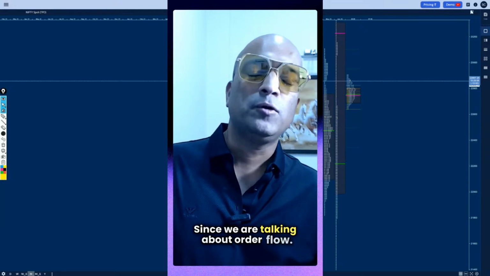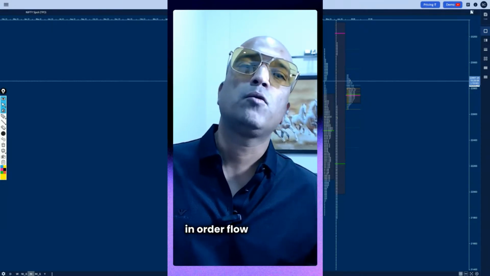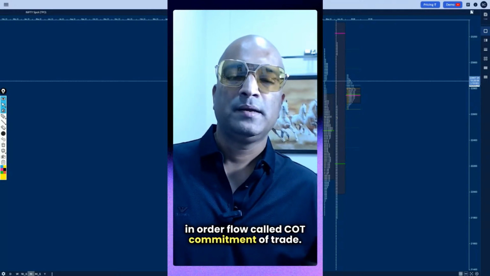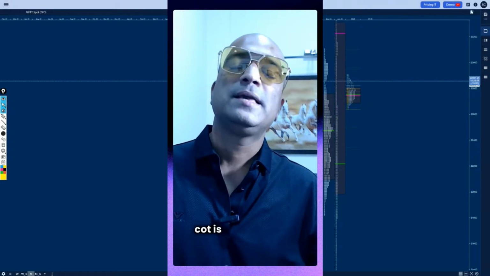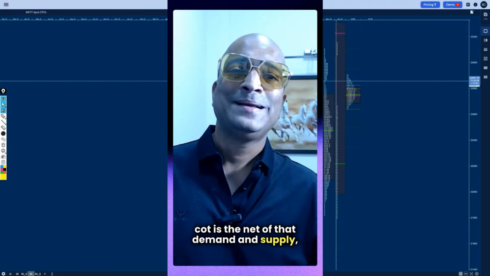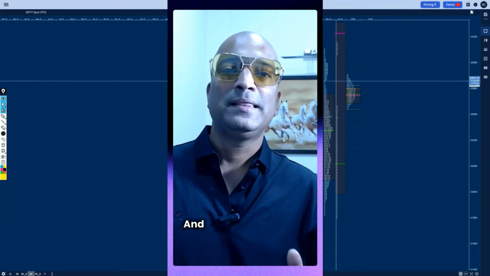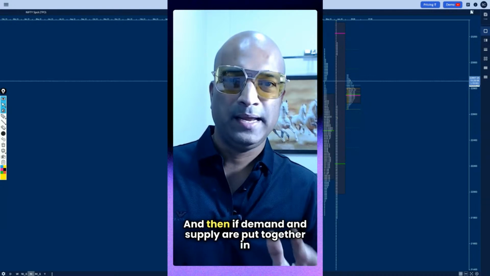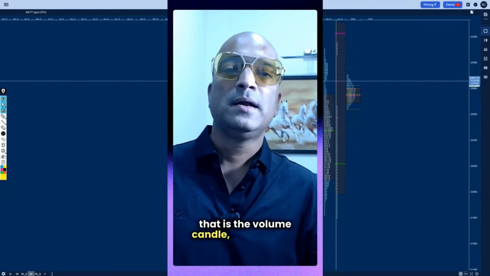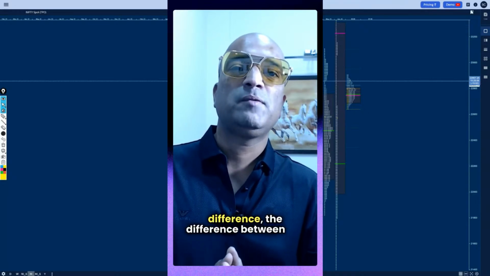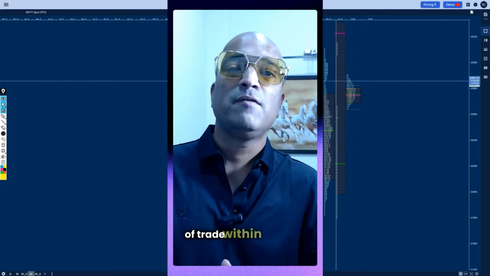Now, since we are talking about order flow, I want to talk to you a little bit more about this term which we use in order flow called COT, commitment of trade. Now, if order flow is demand and supply, then COT is the net of that demand and supply. There is nothing else to it. Everything is working on demand and supply. And if demand and supply are put together in a candle, and if you net out that difference, the difference between the demand and the supply is what is called the COT of the bar, the commitment of trade within that bar.